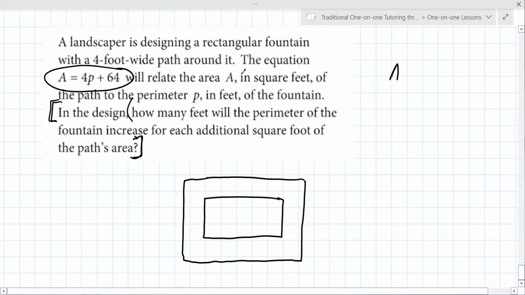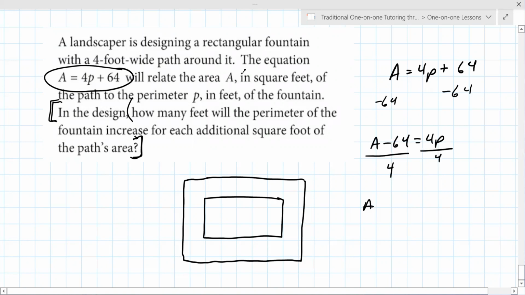Okay, so we did a little bit of that. These are called literal equations the other day. 4P plus 64. The first step is to subtract 64 from both sides. So you have A minus 64 equals 4P, and then you divide by 4, right? So you divide both by 4. Can you tell me what 64 divided by 4 is?